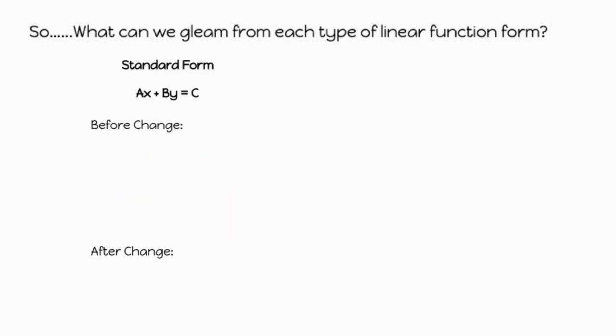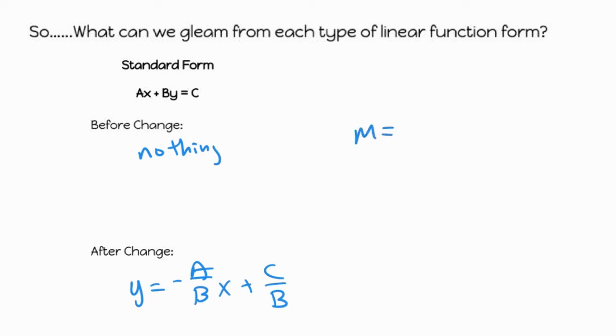Next, we can look at the standard form. Now, before making any changes, we can actually get very little out of it. We can get nothing. You can look at it, you can get an idea, you can plug numbers in, but you can't really get anything just by looking at it. But after you change it, you can see both the slope, which is negative a over b, and you can see the y-intercept, which is c over b.